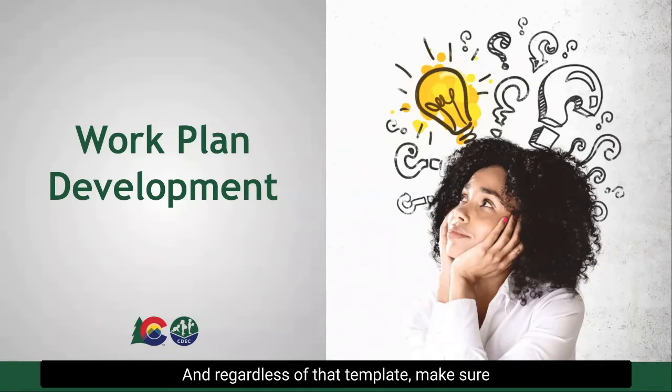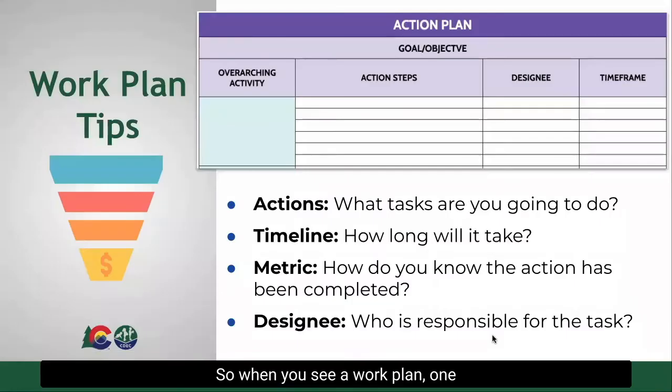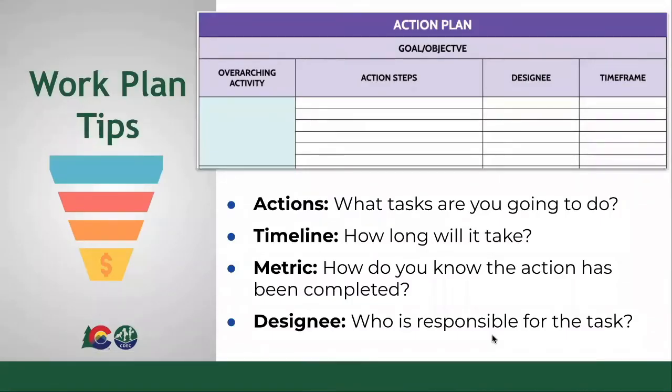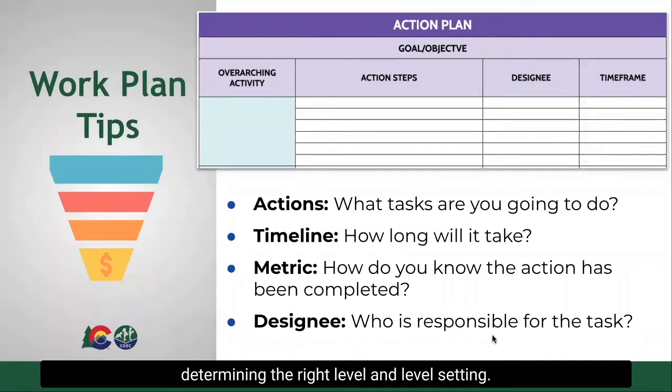And regardless of that template, make sure you are getting the picture across to the reviewer, even if it's not perfect. If you are clear and organized, to let the reviewers know what you are doing, you'll be okay. So when you see a work plan, one of the hardest pieces of grant writing is determining the right level and level setting. So this is a very simple action plan template that can be included in a grant proposal. So make sure you have sequential activities that can follow your objective. Then you're on the right track.